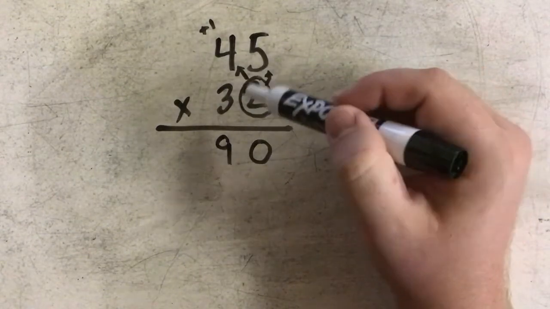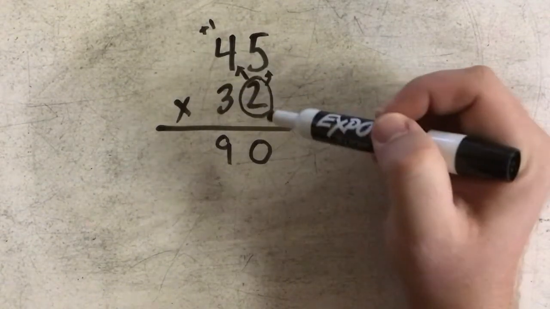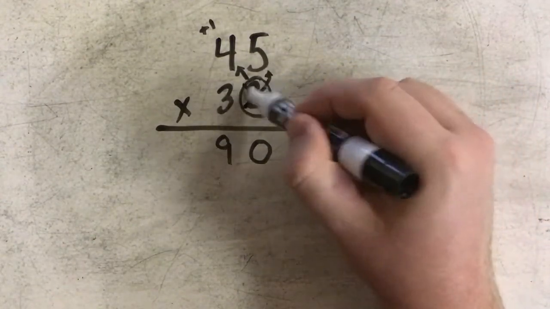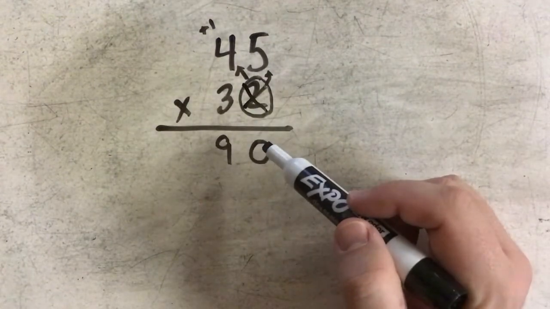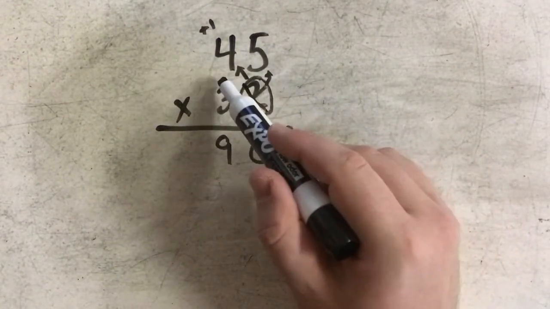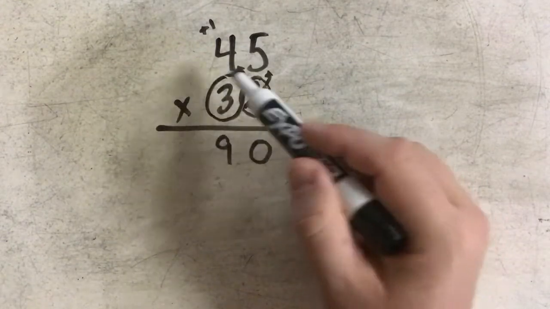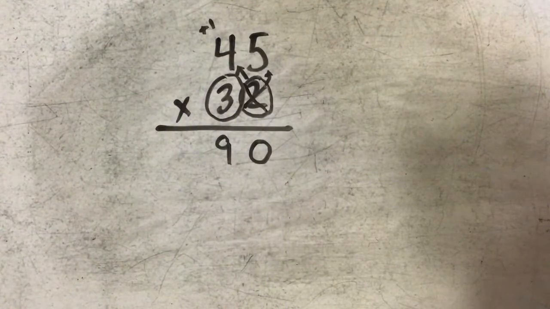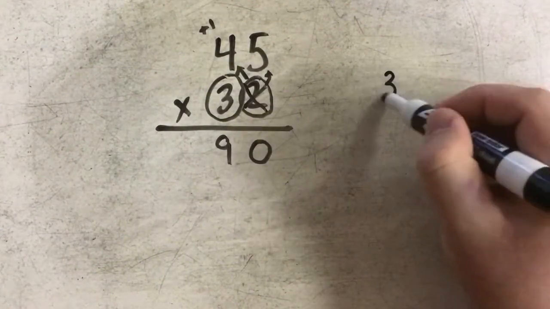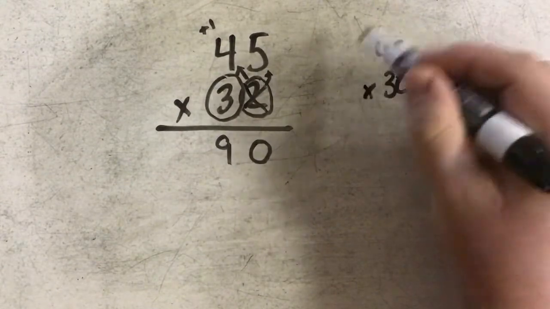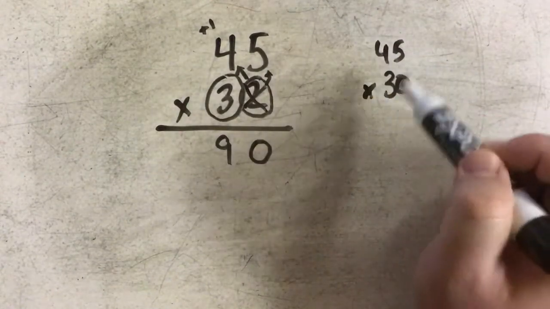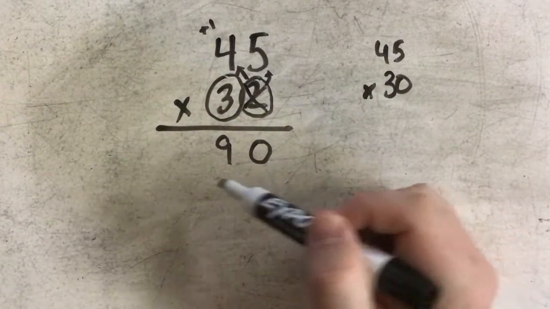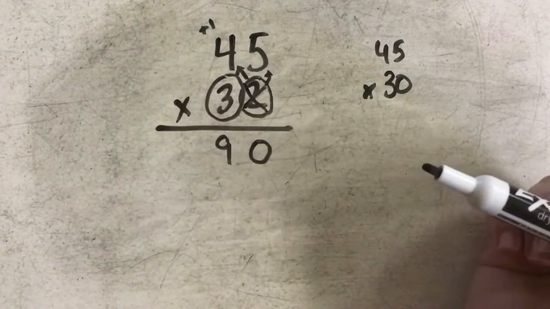Now, I do not need to multiply the 2 times anything else once I've multiplied it by both of those digits on top. So I like to go ahead and cross out that 2 to remind myself that I'm done multiplying by 2, and now I'm going to be multiplying by 3. However, when I multiply by this 3, it doesn't hold a value of 3. It actually holds a value of 30. So I'm really multiplying 45 times 30. And when I get that partial product, I'm going to line it up right underneath the 90 that I have here from when I multiplied 2 times 45.